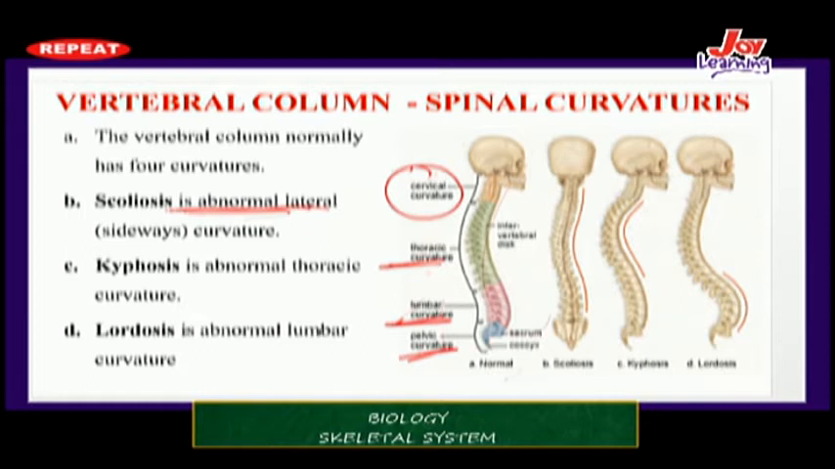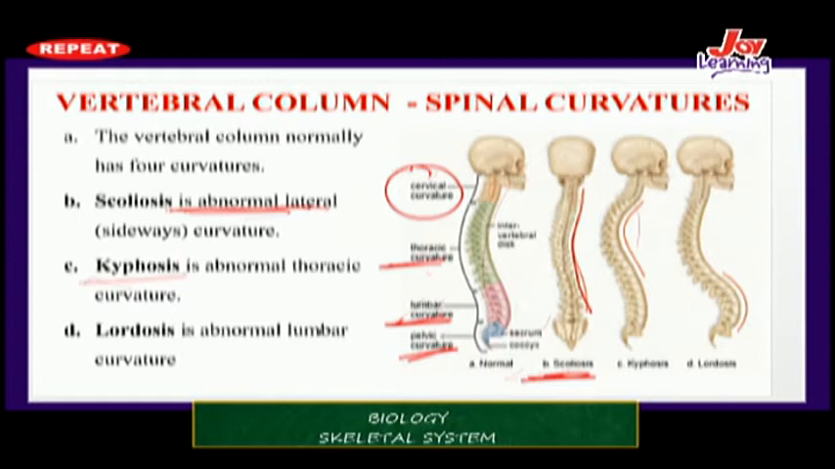Now for scoliosis, we are taking an anterior view. Sorry, a posterior view. We are at the back of the person and we are looking at the person with the vertebral column. Instead of coming down vertically, there seems to be a curvature on this side. That is scoliosis.